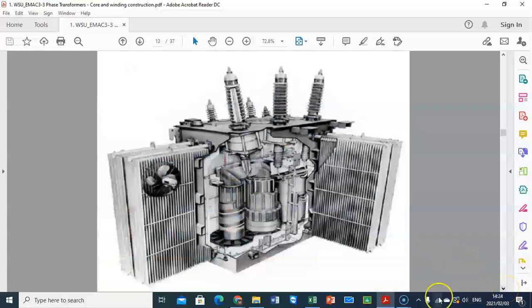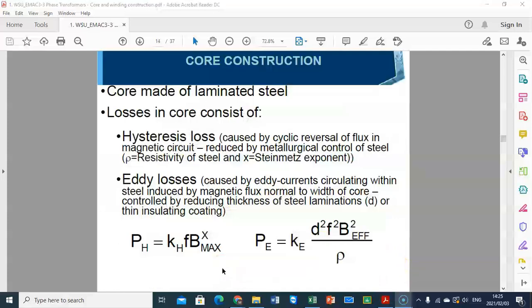Again, here you have another example of 3-phase transformer, and you can see the radiators. You can see also the fan, which is there to cool down the radiator, and then you can see also inside the transformer. As we explained to you in electrical machines 2, the transformer has got a core, and the winding is going to be wound around the core, and the core is made of laminated steel. Why are we laminating the core? Because we want to decrease the eddy current losses.